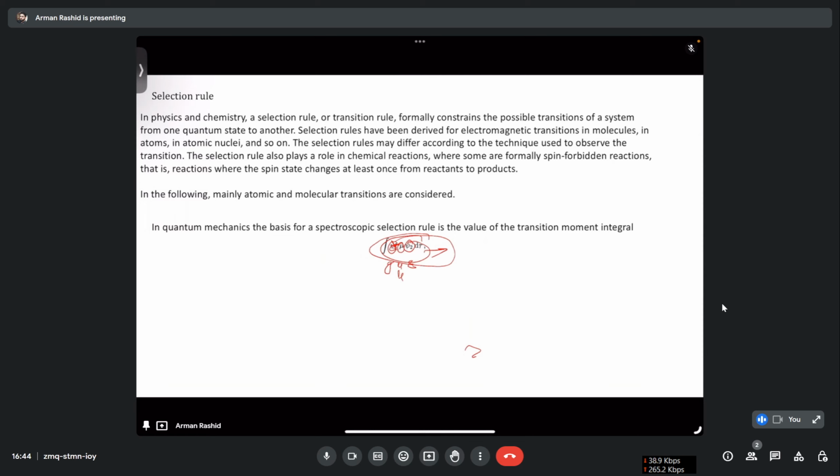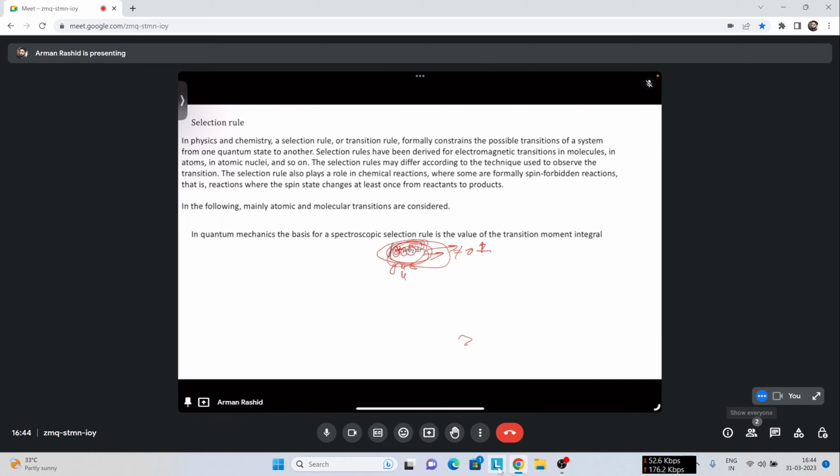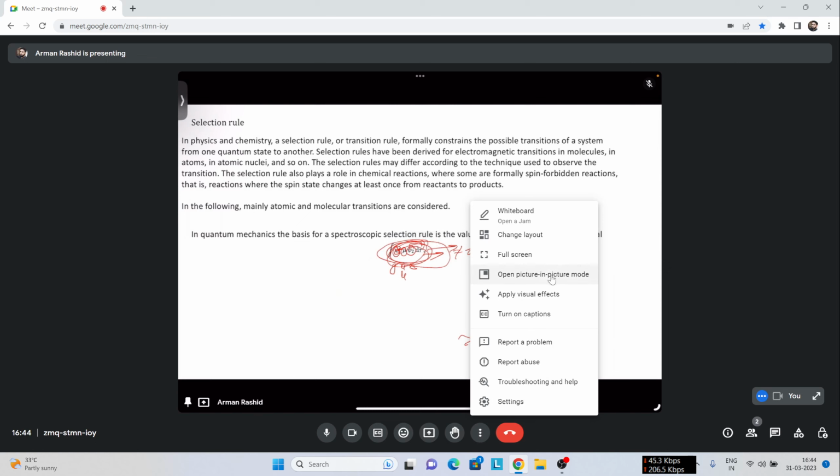A transition is possible when this transition dipole moment integral is not equal to 0, and if it is equal to 0, then the transition is not possible. So the transition is allowed if the integral is nonzero, and not allowed when it is 0. This is how the selection rules are derived, and they can tell us whether a transition is allowed or not.